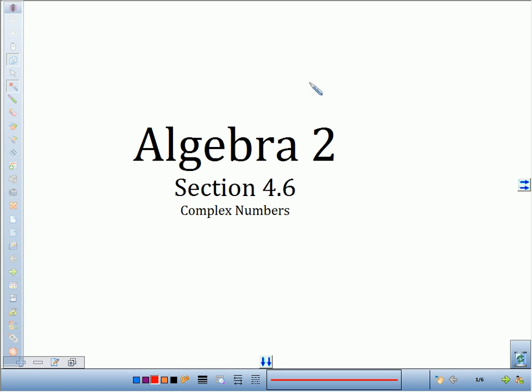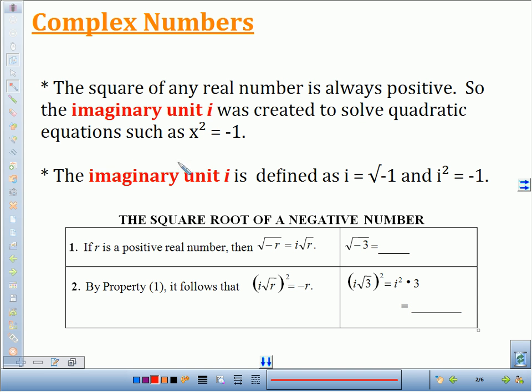These are the notes for Algebra 2, Section 4.6. We're going to start talking about complex numbers. Complex numbers might seem strange when we first start dealing with them, but as we look at them more, they'll start to make more sense. Before we get started, though, we need a little bit of vocabulary.